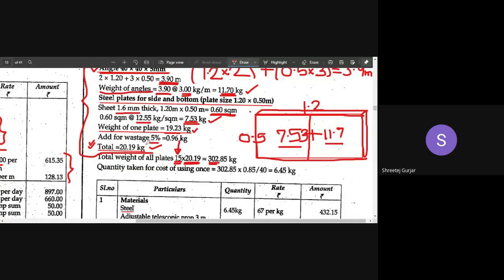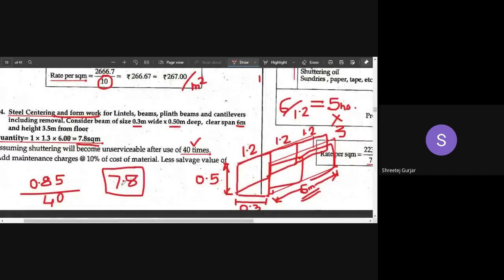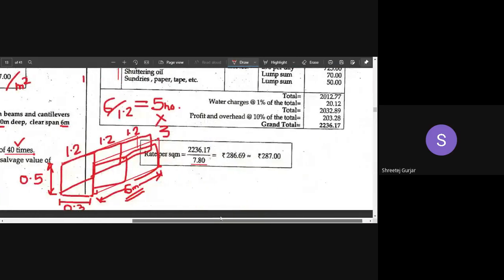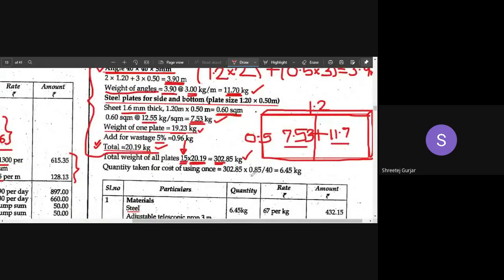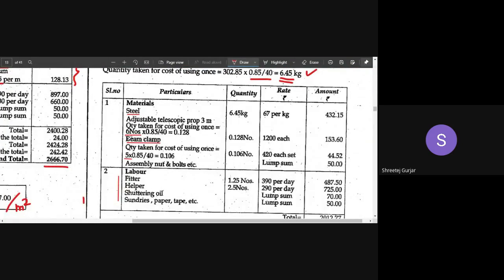15, multiply that by the per panel weight, you will get the total amount of steel. And I've told you this particular constant we have to multiply after every calculation, 0.85 by 40. So we have multiplied this 0.85 by 40, and we have got this material weight in kgs, 6.45. Now you can prepare this table. Steel we have calculated, it is 6.45.